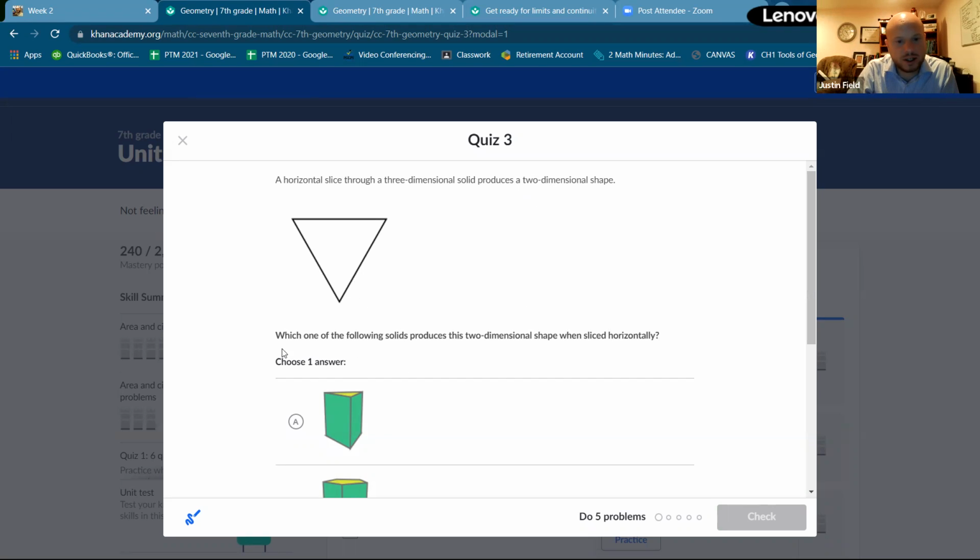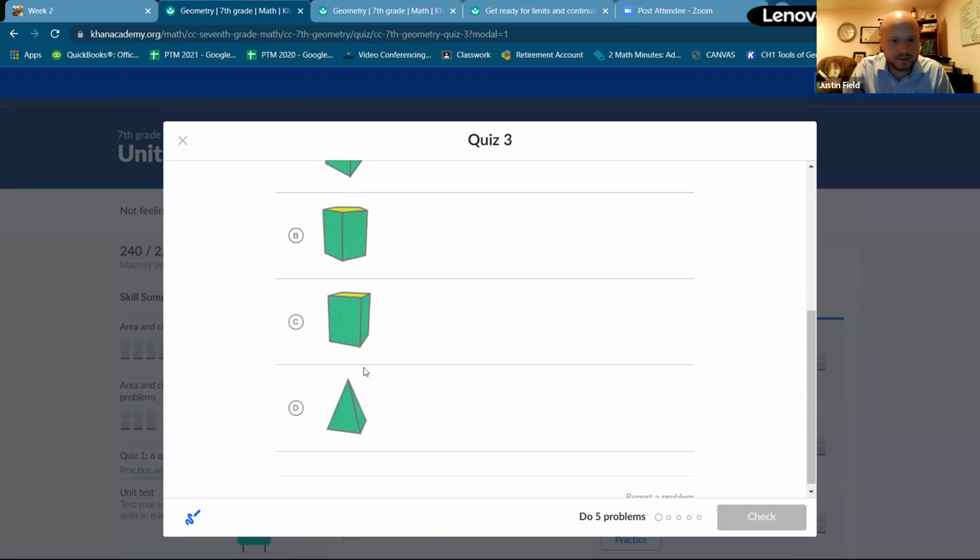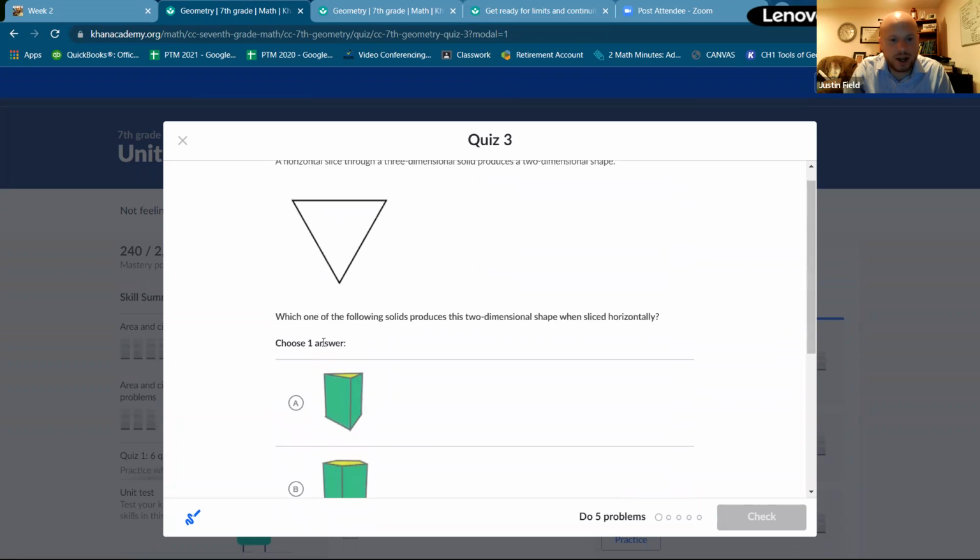So which one of these has a triangle when you slice it horizontally? A, right here, you see the triangle base. It's the only one with the triangle base. So it's A.